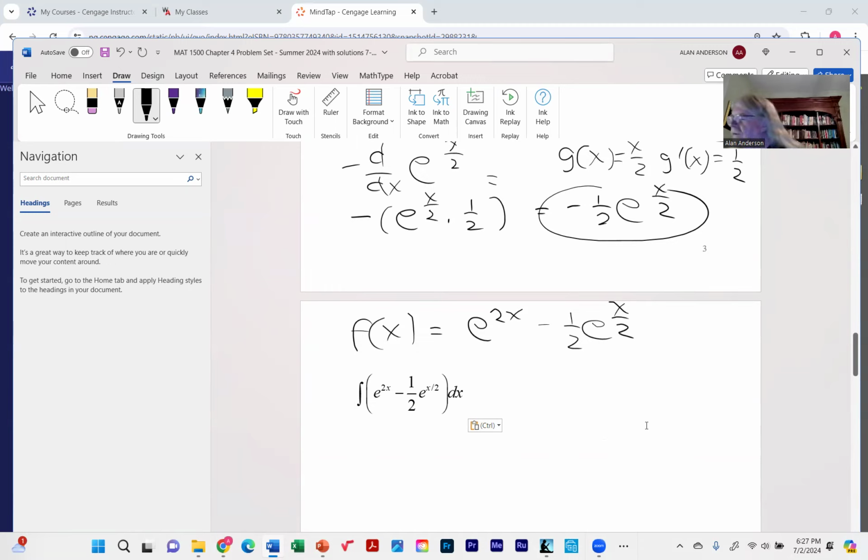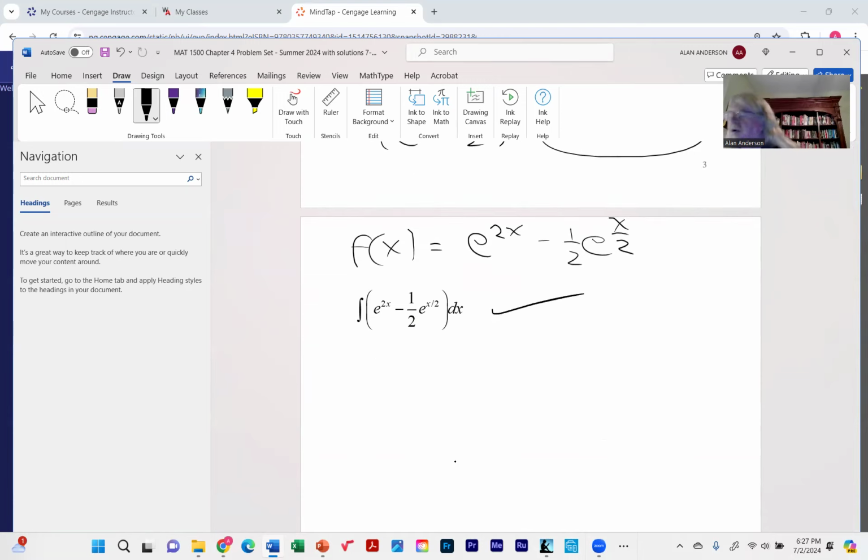Okay, so all of this was not necessary, but especially when you're first learning something, double checking is probably a good idea. Okay, so I'll put a big check mark here to indicate that we did it correctly.